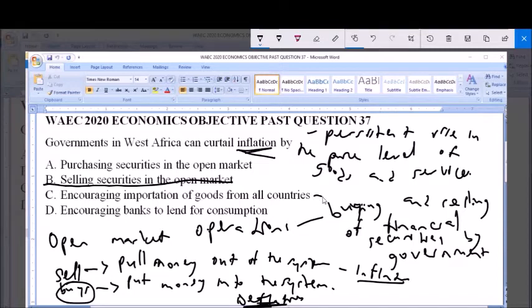Encouraging importation from all countries is usually linked to inflation. Importation is linked to inflation. And encouraging banks to lend for consumption, of course, puts more money into the system and hence also encourages inflation. So as we have rightly established, option B is the correct answer to this question.